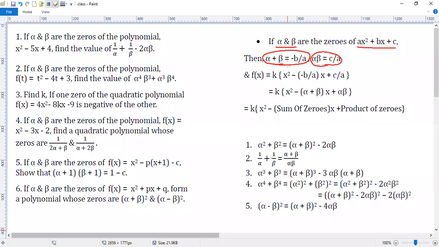Sum of zeros is what? Minus b by a. And product of zeros எவ்வளவுமா? It is c by a. இந்த a, b, c ன்றது என்ன? x squared, x and constant. x squared, x அப்புறம் constant term. இந்த x squared, x ஓட coefficients தான் a and b, right?